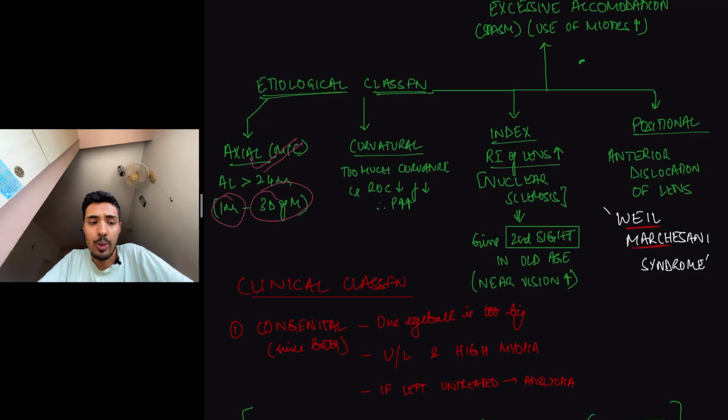Similarly, curvatural myopia, too much curvature. That is, the radius of curvature is too less, the focal length is too less, so the power is too high, so it gets focused in front of the retina.